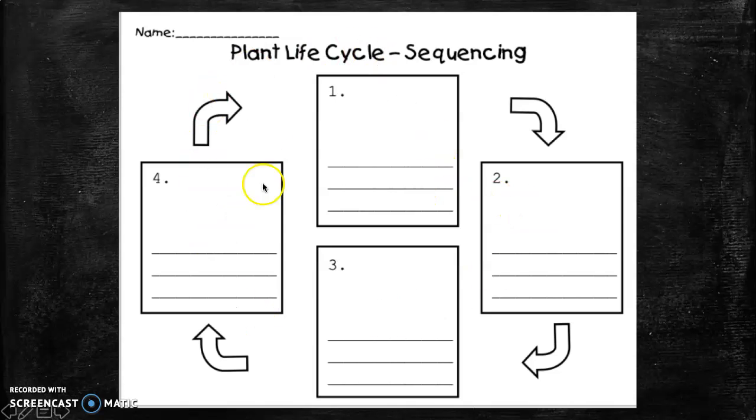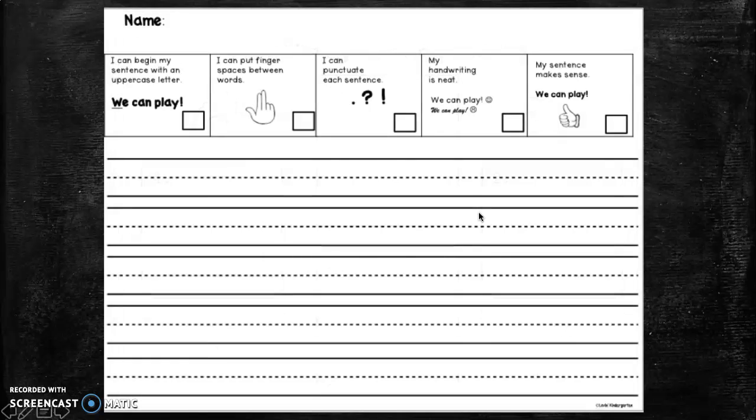This is our life cycle right here. You can use this paper as I told you before, or you can use a paper and a pencil and then you can draw it. Here, you can use this paper too, so it can remind you of our sentences.